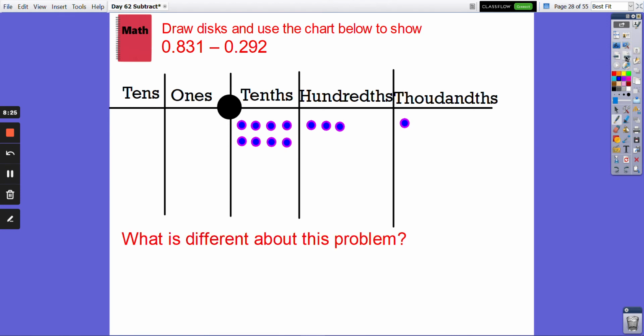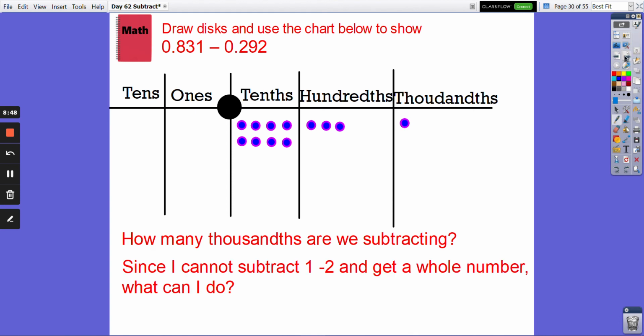Okay, here's a different problem. What's different about this problem? Well, I see that I'm going to be subtracting 2, but I only have 1 to start out with. So in this problem, we're going to have to do some regrouping. How many thousandths are we subtracting? We're subtracting 2. We only have 1, so I'm going to need to regroup.